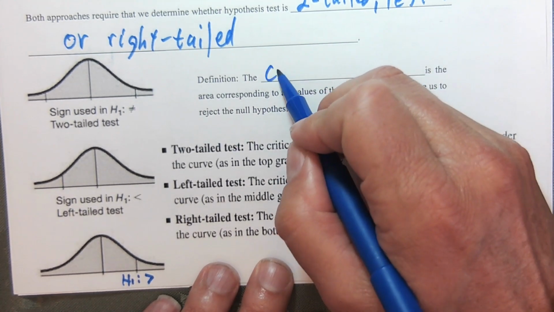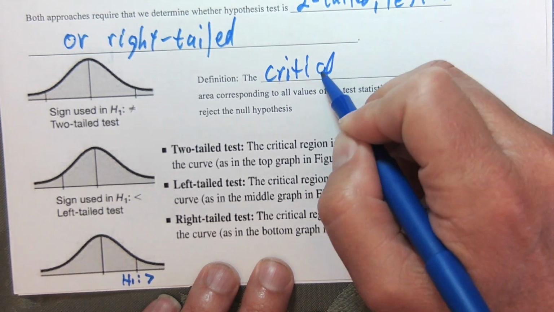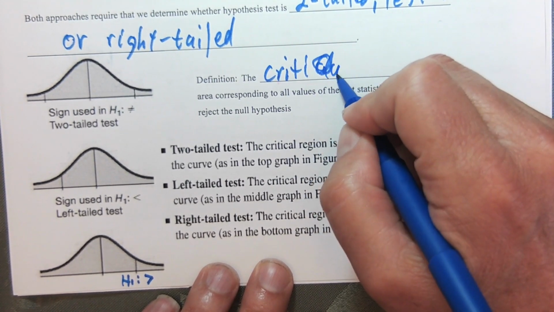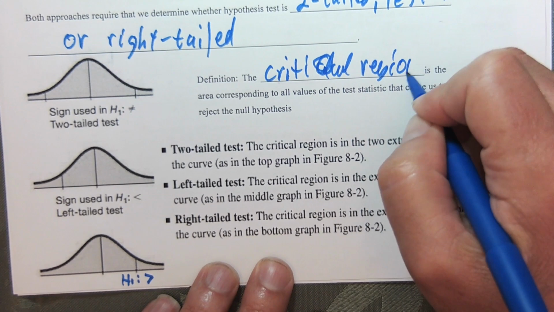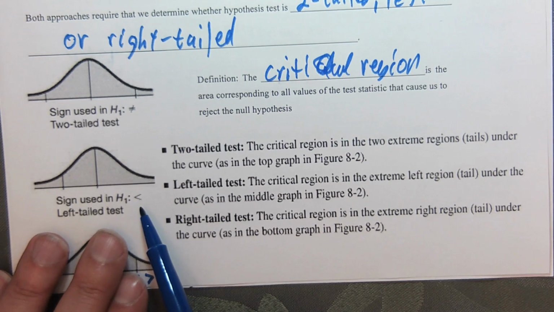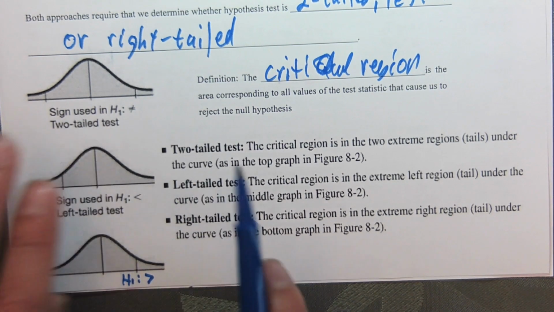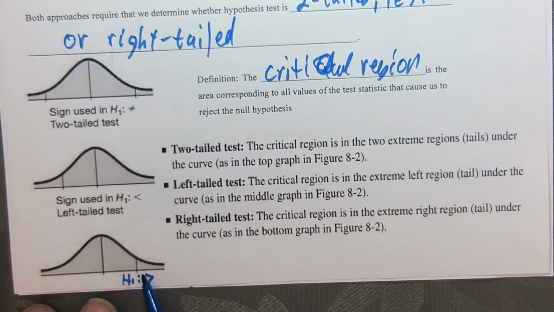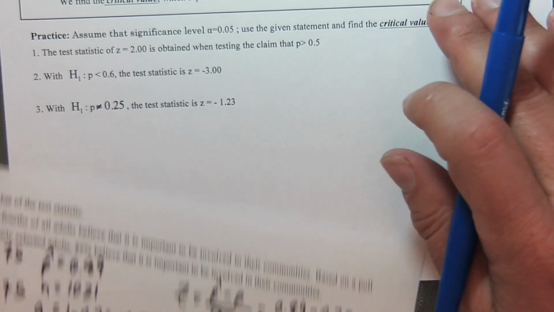And let's talk critical region. The critical region is the area corresponding to all values of the test statistic that cause us to reject the null hypothesis. And that's very specific language, we'll come back to that. But again, if it's less than in the alternative hypothesis, it's a left-tail test. If it's not equal to, it's a two-tail test. And if it's greater than, then it's going to be a right-tail test. Let's kind of see what we mean by that.